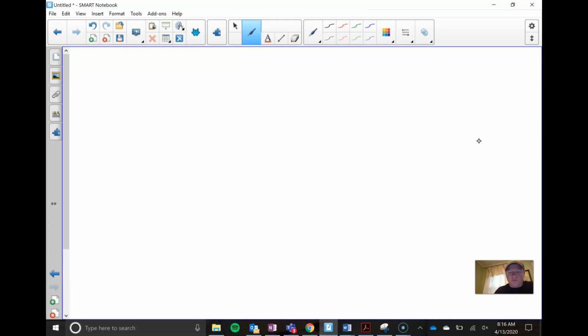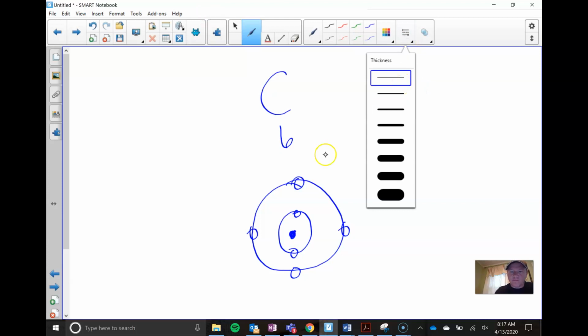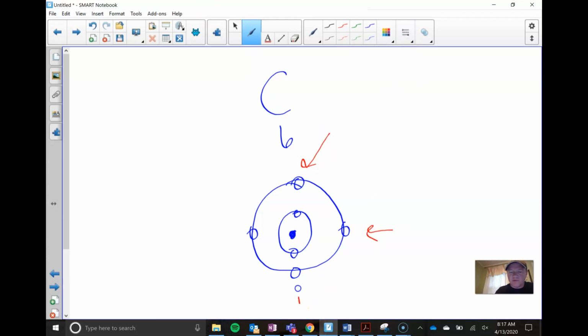For example, if we're dealing with an atom of carbon, carbon has 6 electrons. If we're doing a Bohr model to illustrate it, the first 2 electrons are in that first energy level, and then the remaining 4 go in the second energy level. Those outer 4 electrons, that one, that one, that one, and that one, are what we refer to as valence electrons. They are the ones that are the outermost.